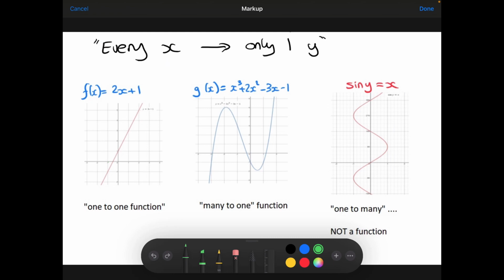It also fails the definition on the second count as well. Because let's say that I said that x was a half.